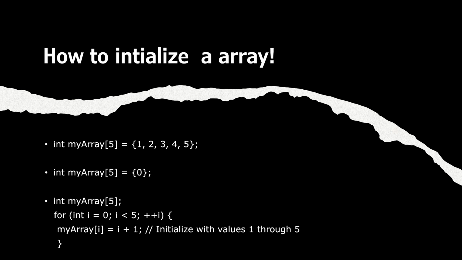How to initialize an array. In our first example, as you can see, we have an integer my array that has 5 numbers, and the numbers are set to 1, 2, 3, 4, and 5. Then in our second one, we have int my array, which also has 5 numbers, but all the numbers are set to 0. And then our third example, we have an array to read 5 numbers, but using a for loop. And as you see, I put a little comment right there to tell you that it initializes the values between 1 through 5.